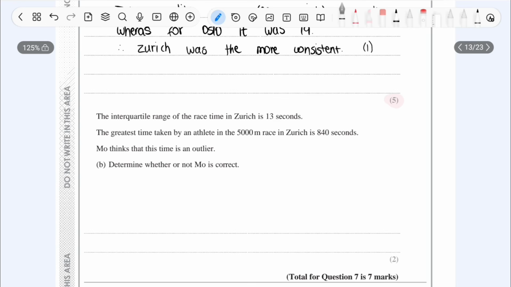The interquartile range of the race time in Zurich is 13 seconds. The greatest time taken by an athlete in the 5,000 meter race in Zurich is 840 seconds. Mo thinks that this time is an outlier. Determine whether or not Mo is correct.